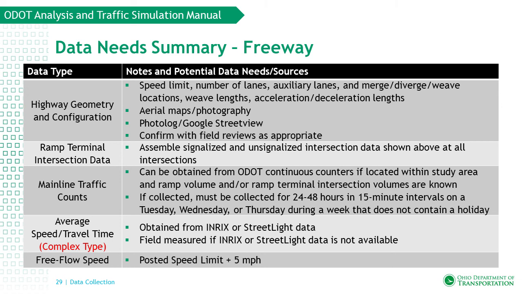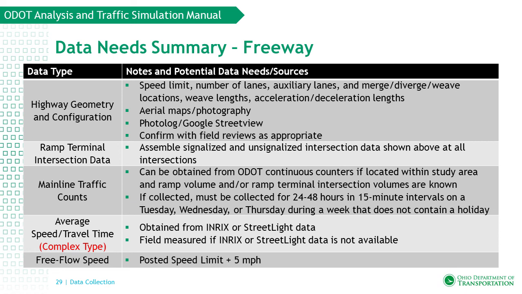This table summarizes the data needs for conducting a freeway analysis, including facilities, basic, merge, diverge, and weave segments. The speed limits, number of lanes, auxiliary lanes, merge, diverge, weave locations, weave links, and acceleration, deceleration links should be obtained from aerial mapping or Google Street View and should be confirmed with field reviews as appropriate. The ramp terminal intersection information should be obtained according to the needs summarized previously.